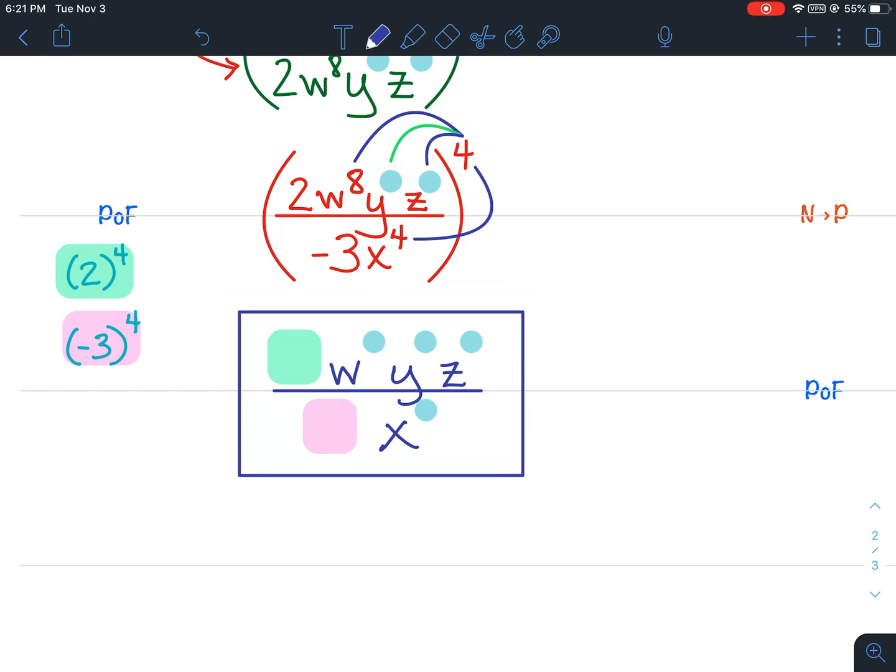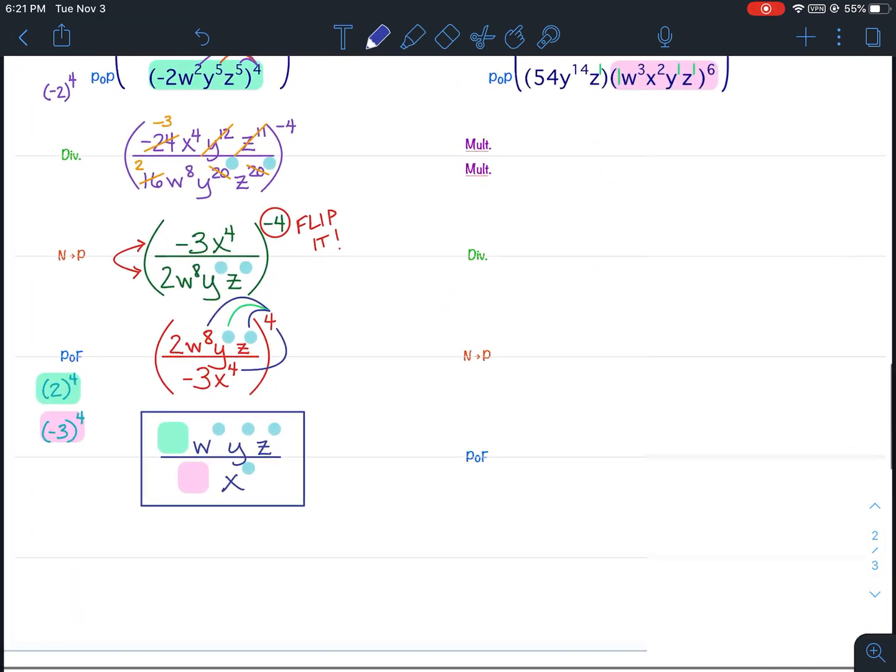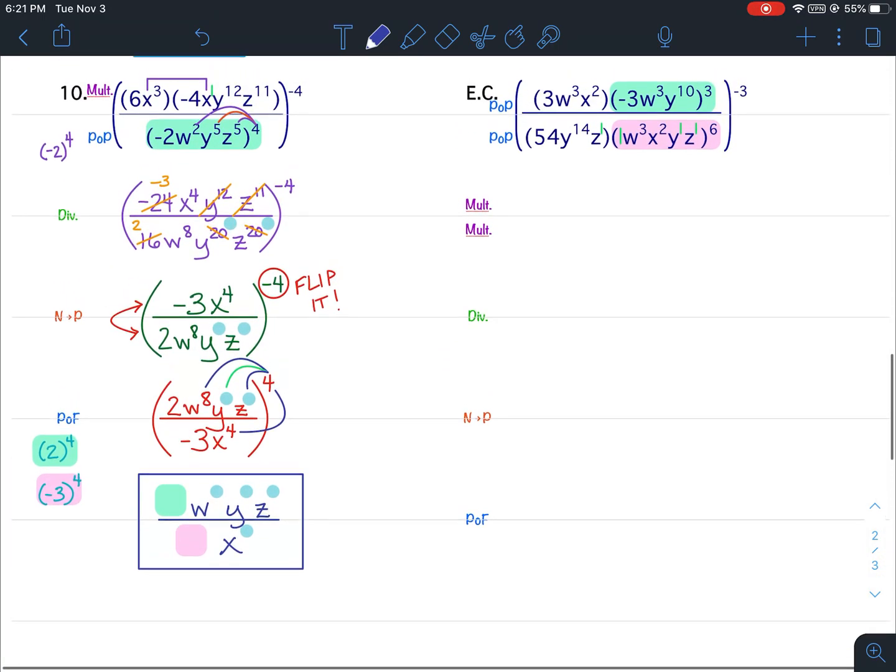So again, whatever you get there, that goes in this. Whatever you get there goes there. And then multiply all your exponents by the outside exponent of 4 to get your exponents for your answer. If you have any questions for number 10, please let me know.